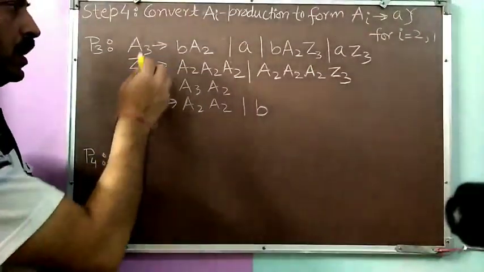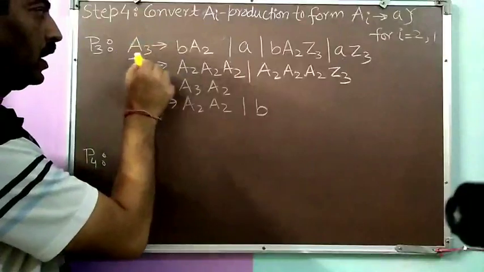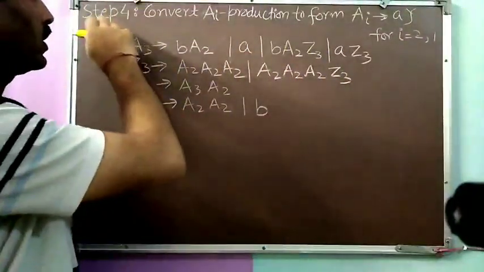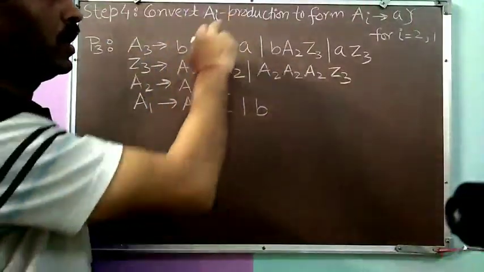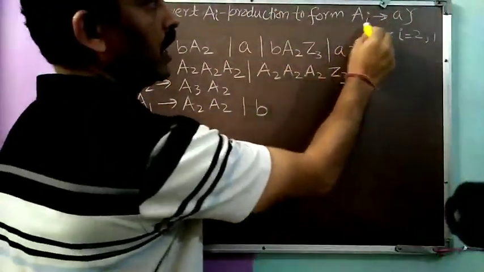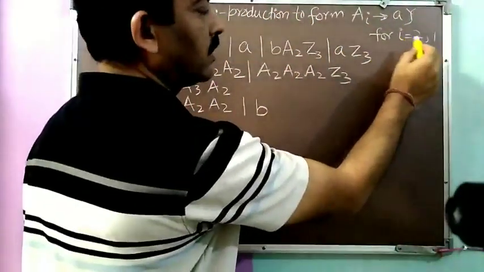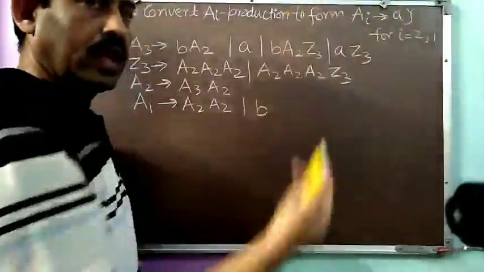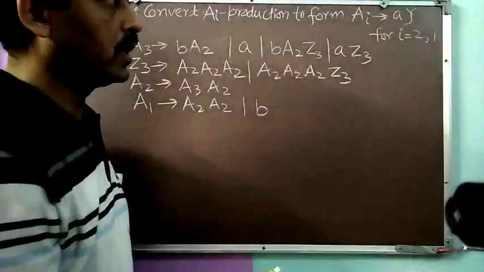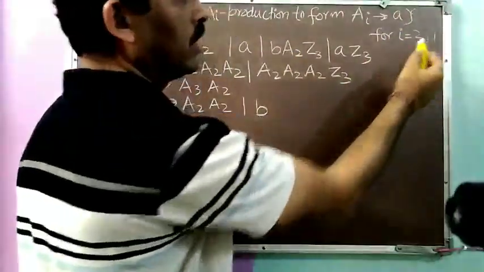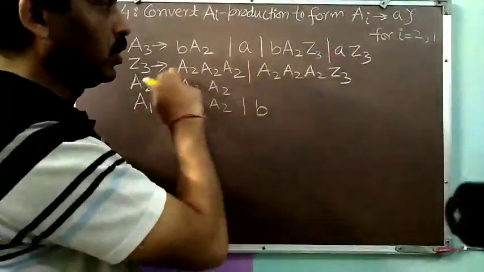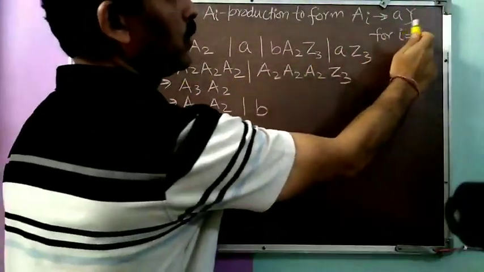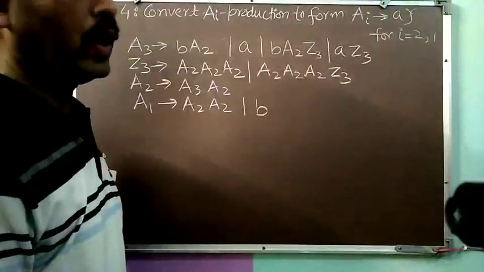Now, as we have seen, after step 3 our An productions, that is the A3 productions, are in the required form. In step 4, we will convert all Ai productions to the form Ai to A gamma for i equal to n-1, n-2 and so on up till 2, 1. Because we have only 3 variables, the value of n is 3. So for i equal to 2 and 1, we have to do it. For i equal to 3, we already did it in step 3. So now in step 4, we will do it for i equal to 2 and 1.